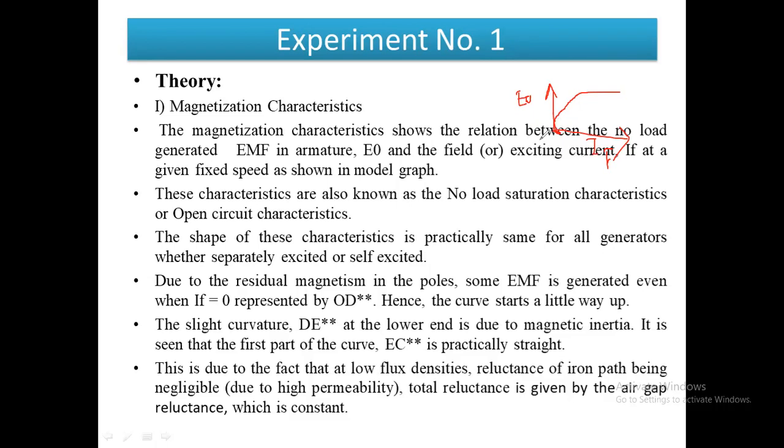Suppose I name the points. Here it is O, then from O to A, then from A to B, and again here is C. So this curve can be divided into 4 parts. What is this first part? 0 to A. Is it saturation?